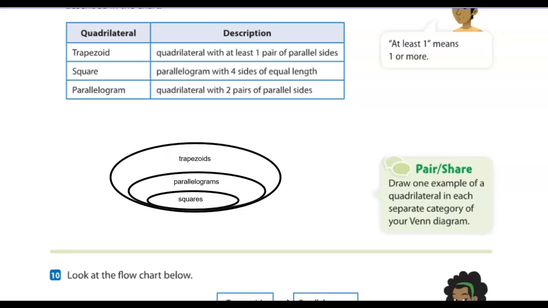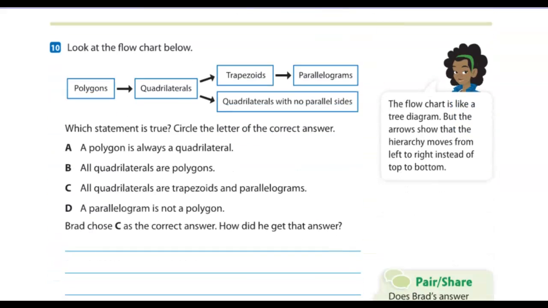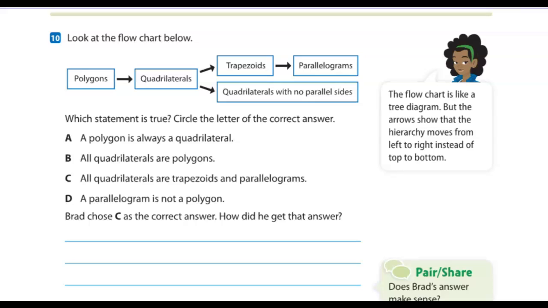Let's move on to number 10. Look at the flow chart. Which statement is true? Circle the letter of the correct answer. Did you select B? B is the correct answer. Right here, B. All quadrilaterals are polygons.